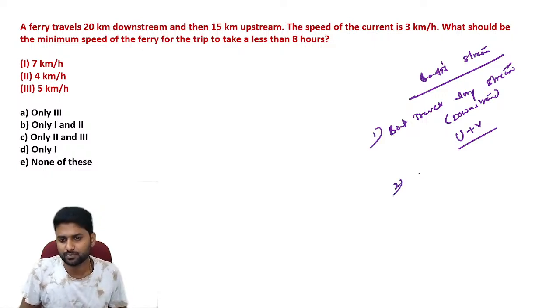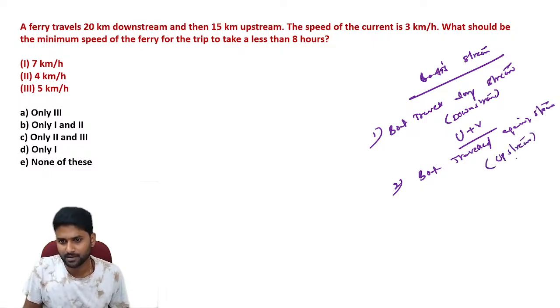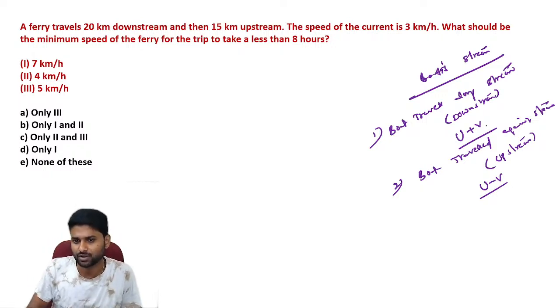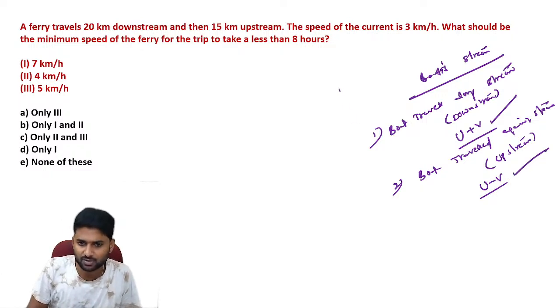Second information: if the boat travels against the stream, it's all about upstream. In any upstream concept, definitely the boat requires more speed than the stream. That's why boat speed is greater than the stream speed, u minus v. So travelling along the stream is downstream, and against the stream is upstream. Downstream is all about addition, upstream is all about subtraction. This is all about the boat and stream concept.